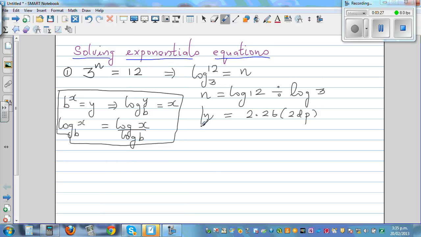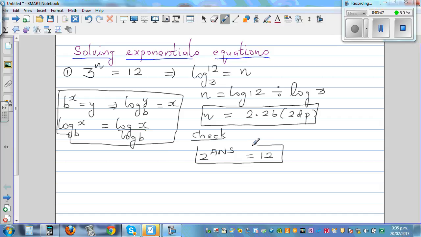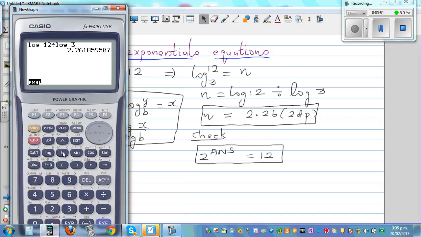Now, to check my answer, this is how I always check my answer. My checking is always good. So 2 raised to the answer, whatever that n was, should give me 12. 2 raised to whatever that answer was, 2.261 whatever, should give me 12. So let me show you how to check your answer. If you press the shift key and then the answer key, this is 2 raised to the answer.